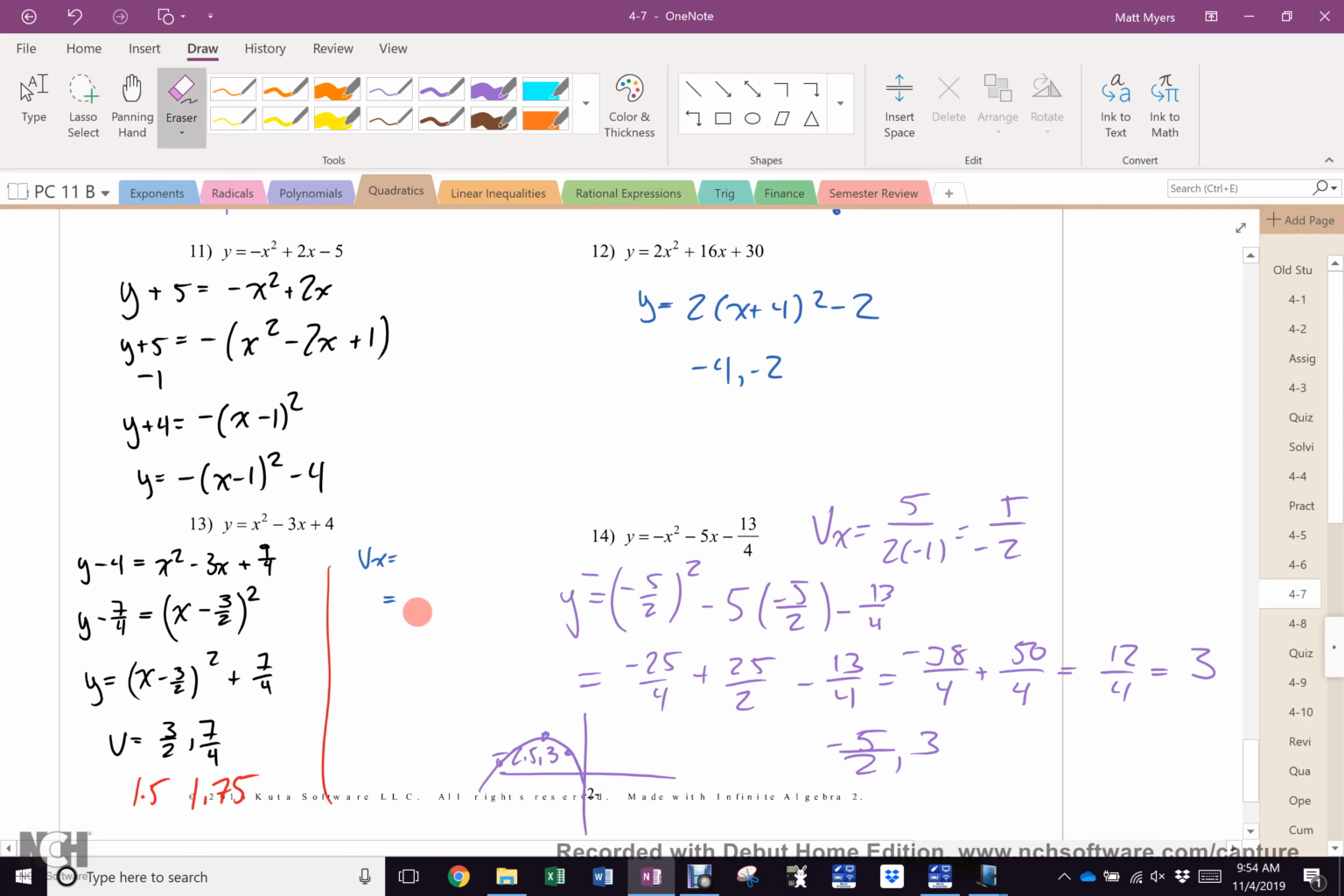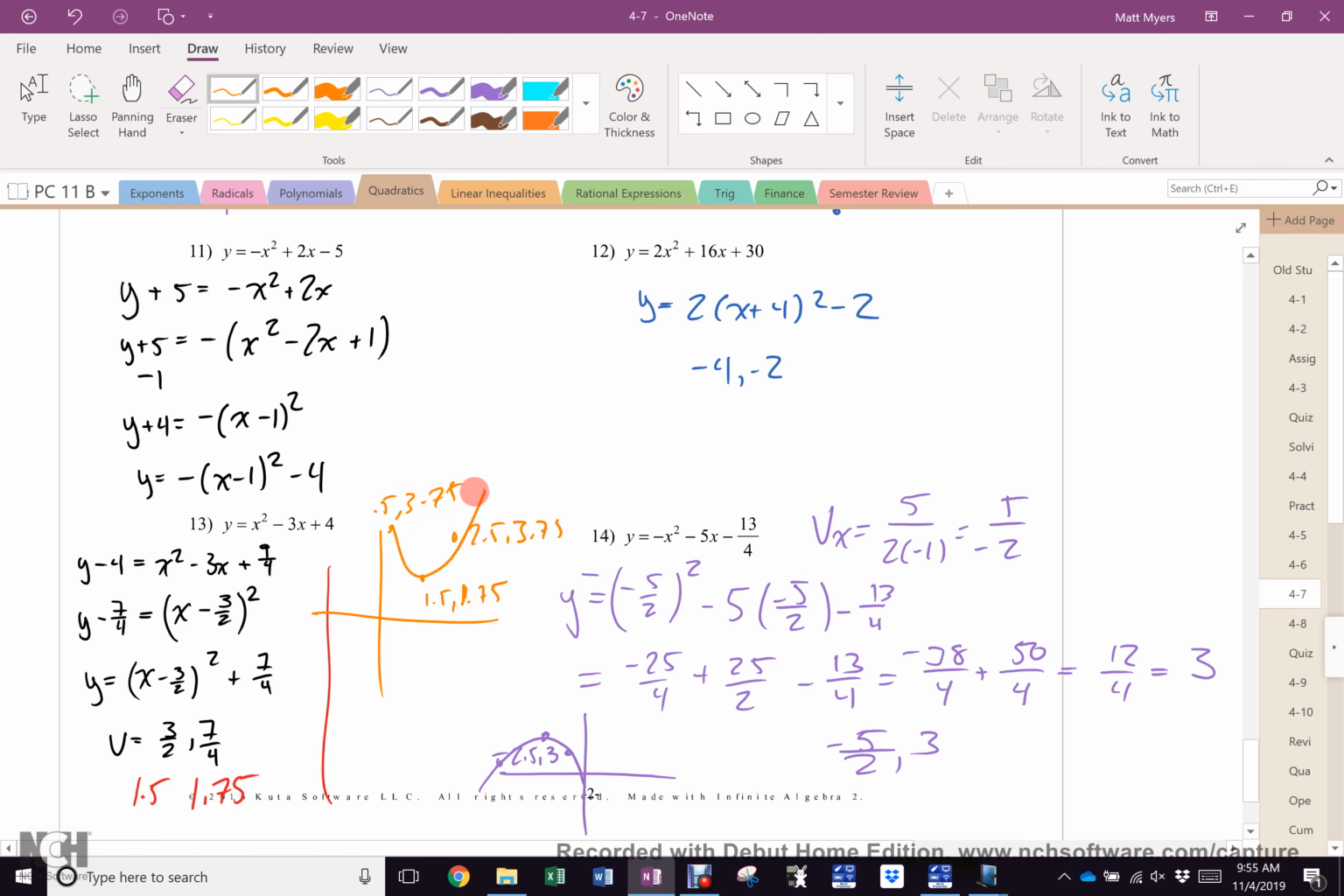14 you wanted graphed as well. Same thing. It's positive though, so it is 1.5, 1.75. And I'm only doing decimals because that's what you people need to see. Over 1 is 2.5 up, 2.5, 3.75, and then 0.5, 3.75. Boom.